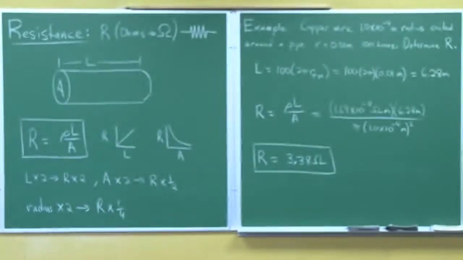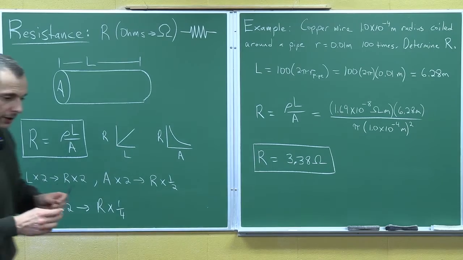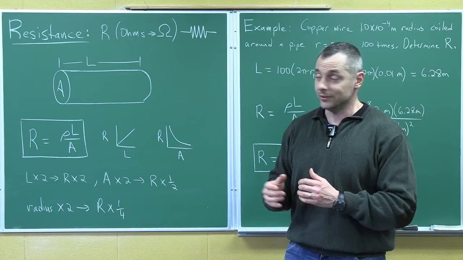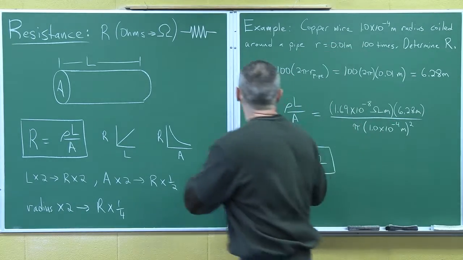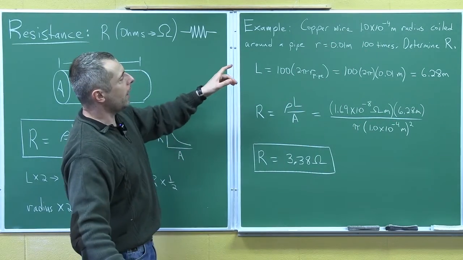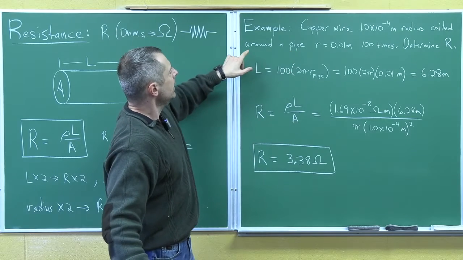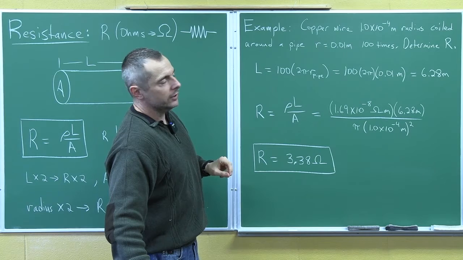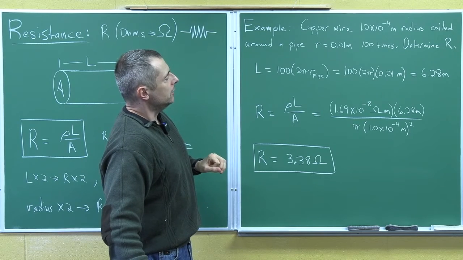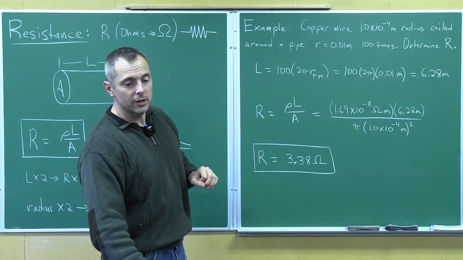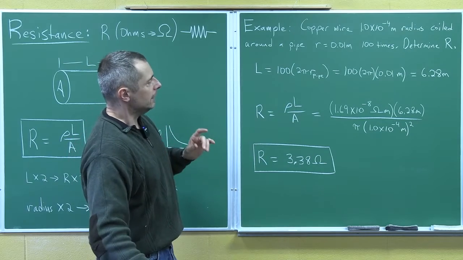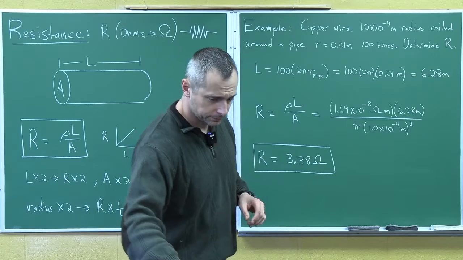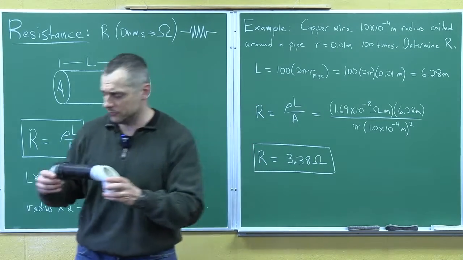All right, so now what I'm going to do is a calculation example, how you could use this formula to calculate the resistance in a wire. So let's move on. We got an example here. We got a copper wire, and a certain radius is given. It's coiled around a pipe of 0.01 meters. In other words, the pipe is about 10 centimeters in diameter or radius, and it's coiled around that pipe 100 times, and I want to determine the resistance.